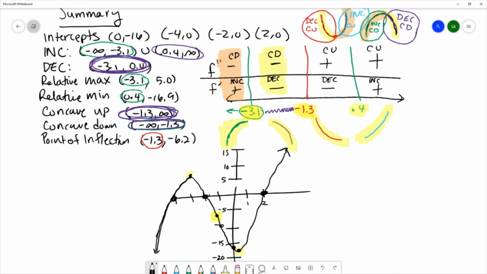And we now have a sketch of our graph. And our sketch of the graph is of the function x cubed plus 4x squared minus 4x minus 16.